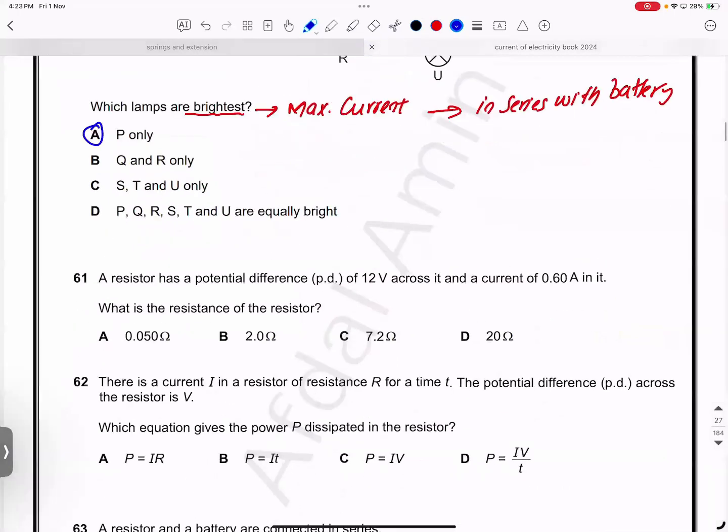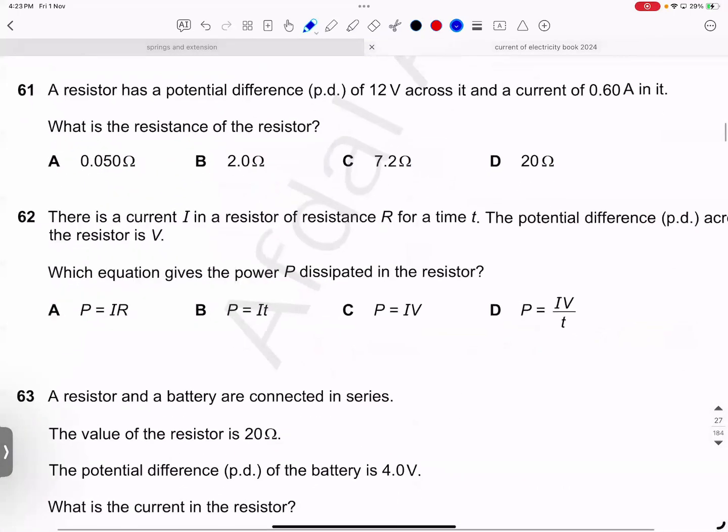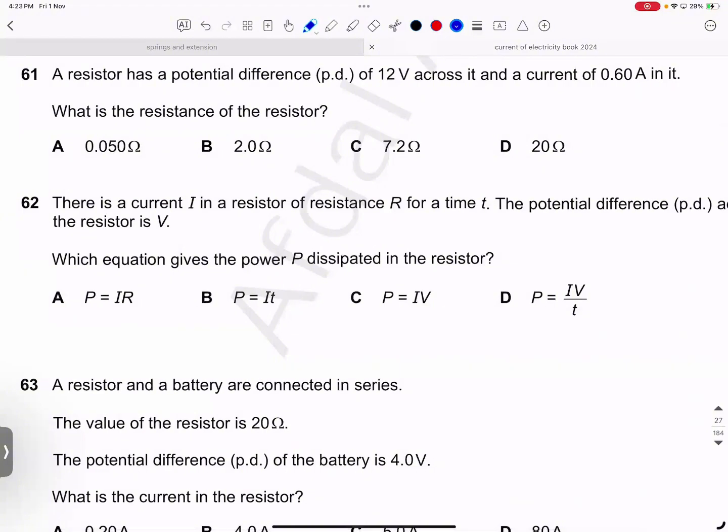Question number 61. A resistor has a potential difference of 12 volts. Underline, give a symbol V. Current, underline, give a symbol I. What is the resistance? R. Which formula of R is involved with V and I? V over I. Resistance base definition. Voltage is 12. Current is 0.6. 12 over 0.6. 20 ohms.